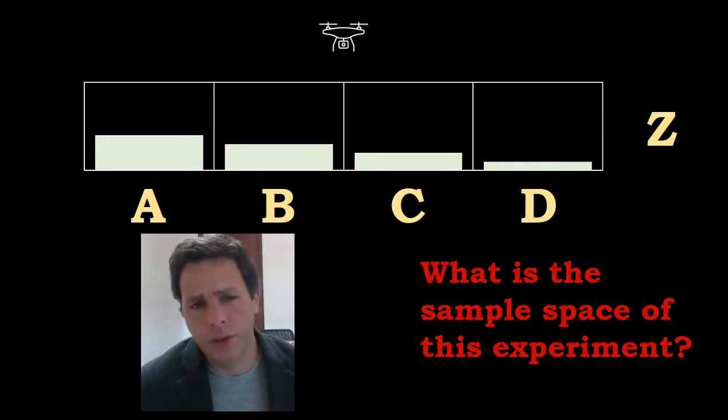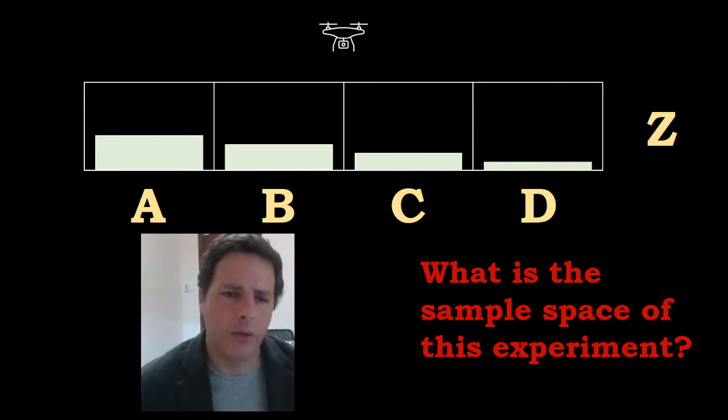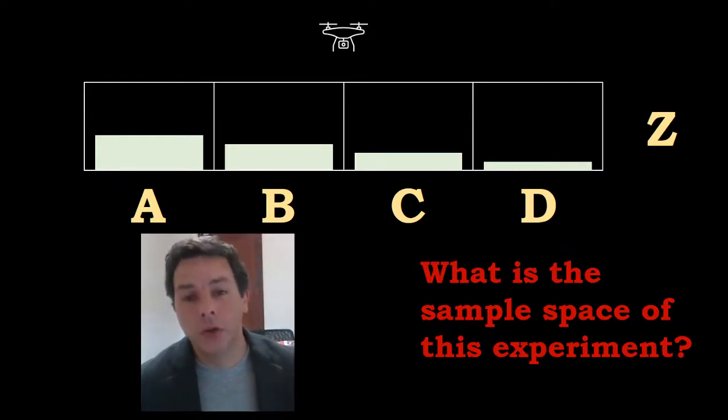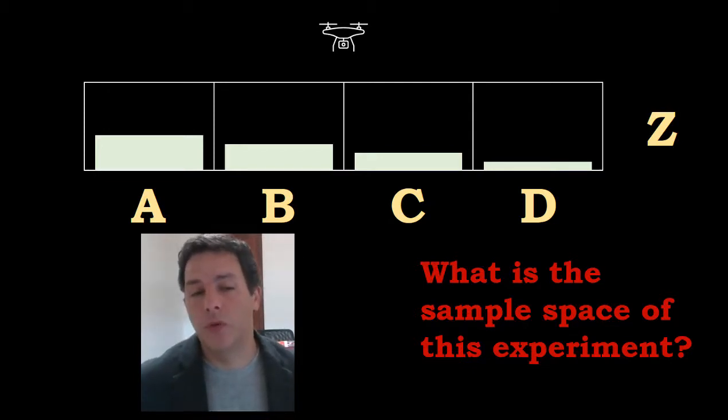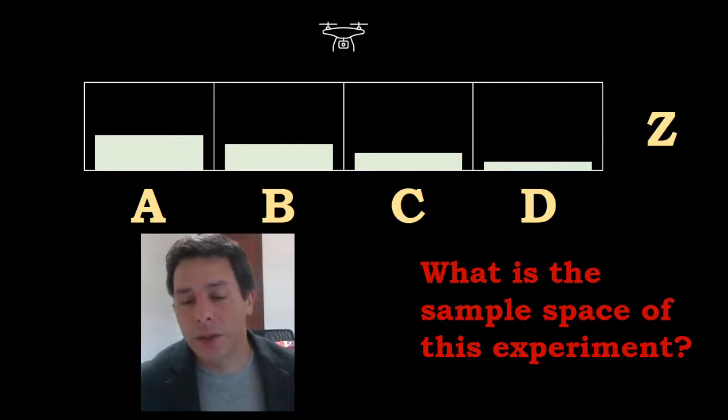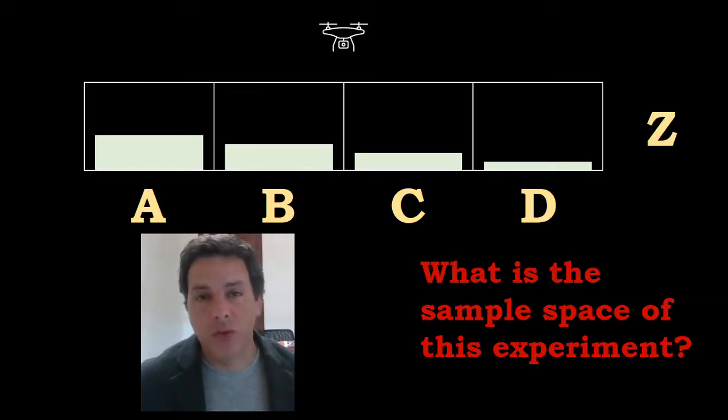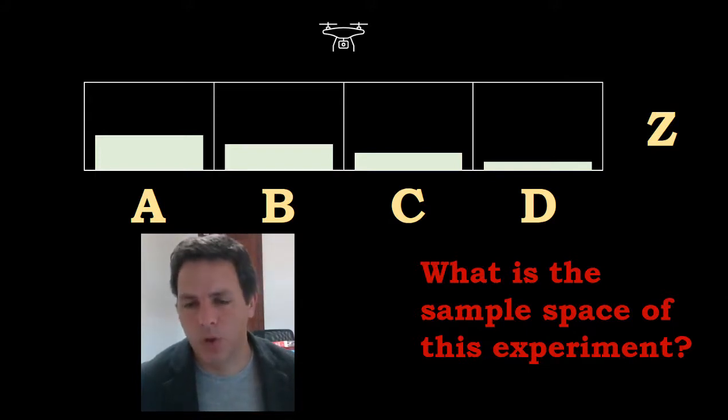So here is the city with region A with 400,000 people, region B 300,000 people, region C 200,000 people, and region D 100,000 people. So 40% of people live in region A, 30% in region B, 20% in region C, and 10% in region D. So the question is, what is the sample space of this experiment? Try to answer and come back.